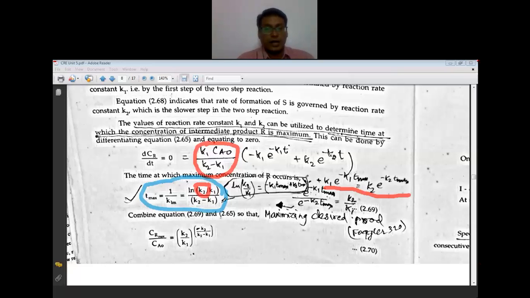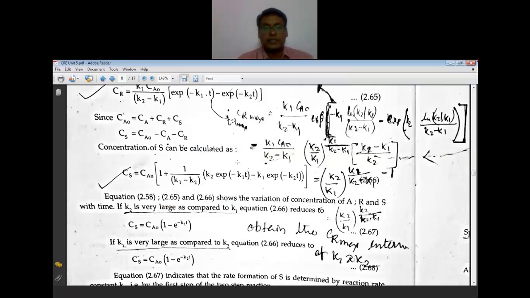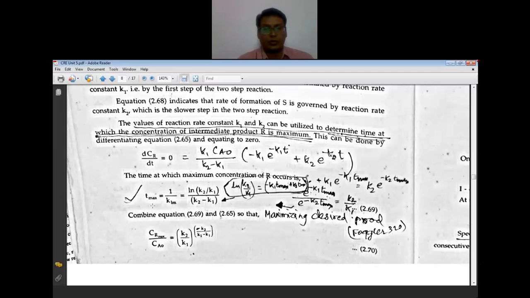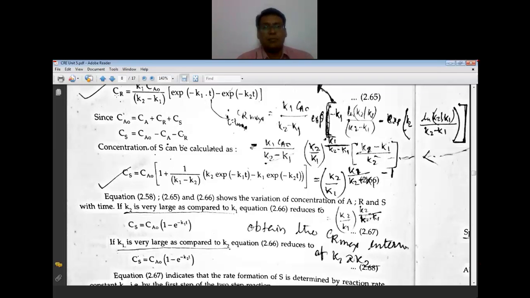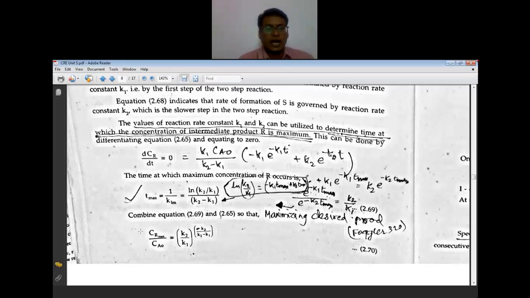Now, to obtain the CR maximum, we have calculated the Tmax value. When I get Tmax, only then will I get CR maximum. So I am going to substitute CR as CR maximum and t as Tmax in the same equation, K1 Ca0 upon K2 minus K1 into e raised to minus K1 t. Here t becomes Tmax, and here also t is Tmax. After simplification, I get K2 upon K1 raised to K1 upon K2 minus K1. So finally I will get CR maximum upon Ca0 equal to K2 upon K1 raised to minus K2 upon K2 minus K1.